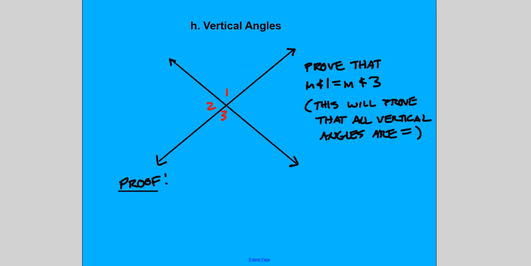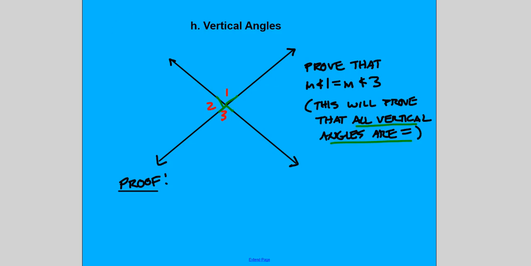Okay, there's more though to vertical angles than just defining them. There's a very important property. So we're going to demonstrate here that the measure of angle 1 equals the measure of angle 3. Those are vertical angles because they point at each other. So our conclusion is going to be all vertical angles are equal. This will always be true. And here's why.